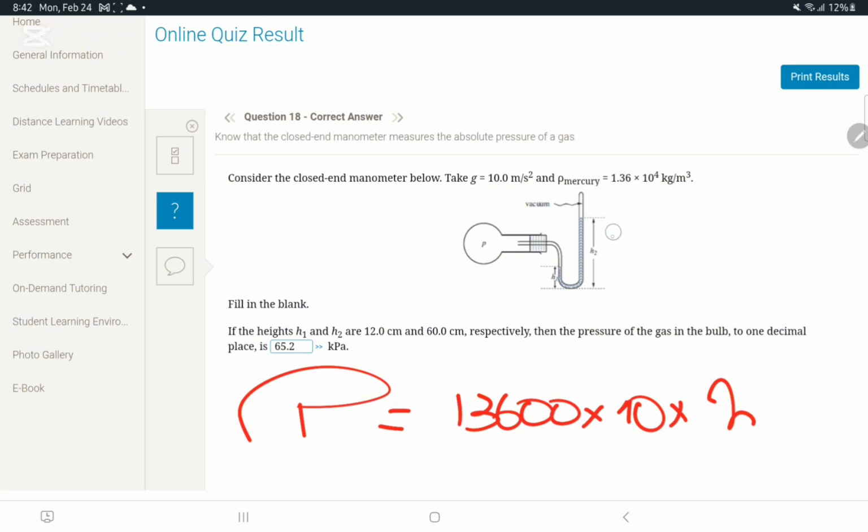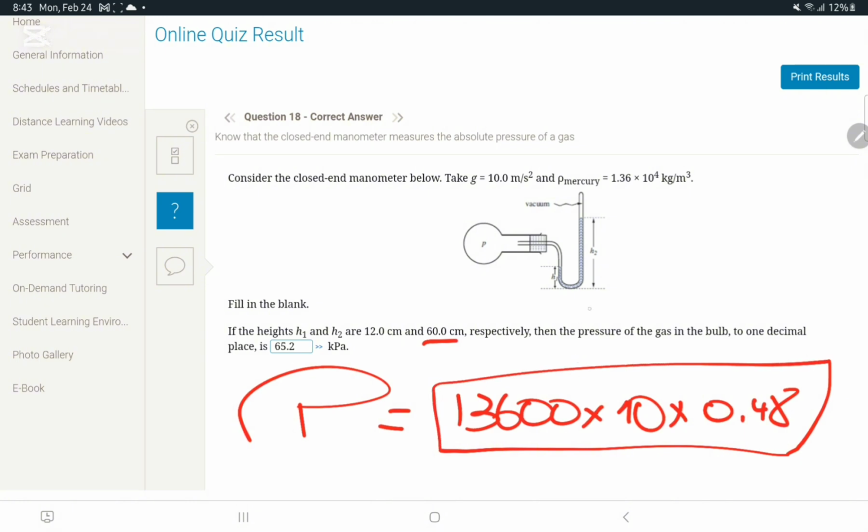Now, here they gave us a figure. We need to find out what the height is that we need. This height here. To calculate it, you should memorize it. If you cannot understand it by now, you should memorize that this is the height we deal with. So basically it's H2 minus H1, and H2 is 60 and H1 is 12, and 60 minus 12 is 48 centimeters. Let's convert it to meters. We get 0.48.